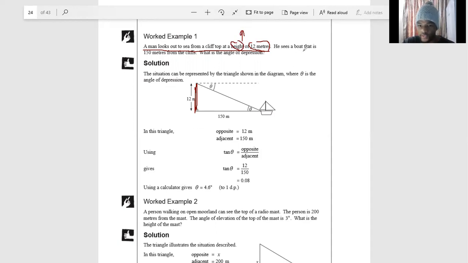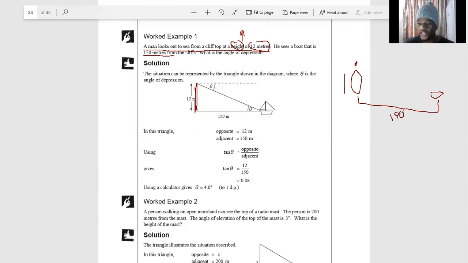He sees a boat, right, that is 150 meters from the cliff. So the man is standing here, right? And this is 12 meters. And then while he's standing there, he sees a boat. Obviously, a boat can't be on top of the cliff. The boat is down there, right? So they say he sees a boat that is 150 meters from the cliff. So meaning that from here to the boat, it will be 150 meters. I hope that makes sense, guys.